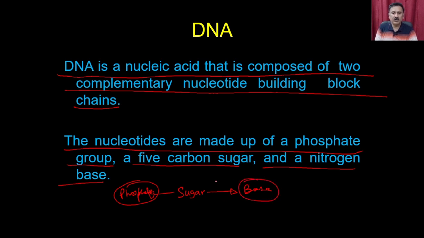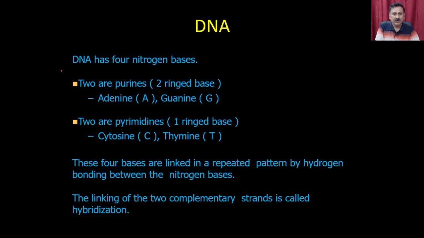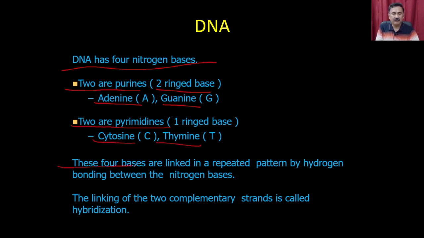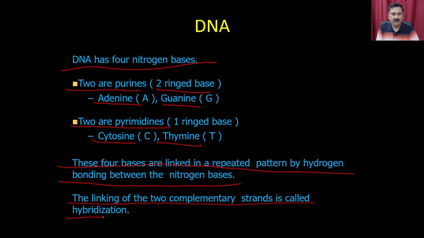So you are going to have different types of nucleotides which are responsible for the DNA formation. DNA has four nitrogenous bases. You have the two purine bases, which are two-ring bases, called adenine and guanine. You have the two pyrimidines, called cytosine and thymine. And these four bases are linked in a repeated pattern by hydrogen bonding between the nitrogenous bases. The linking of the two complementary strands is called hybridization.